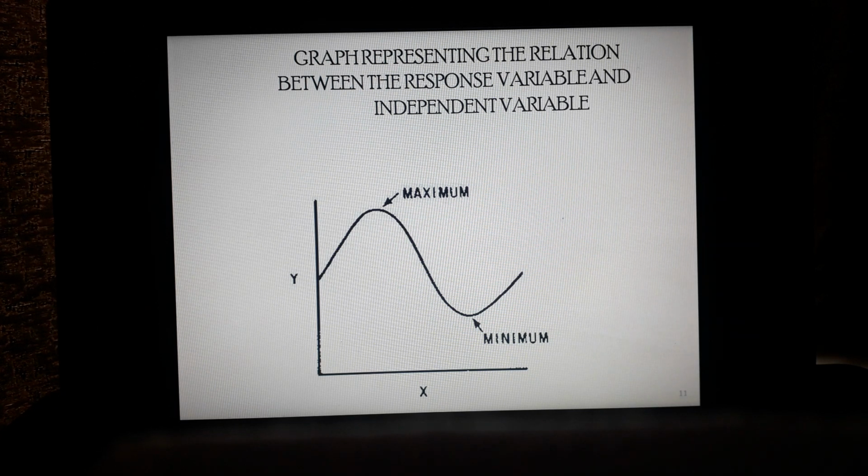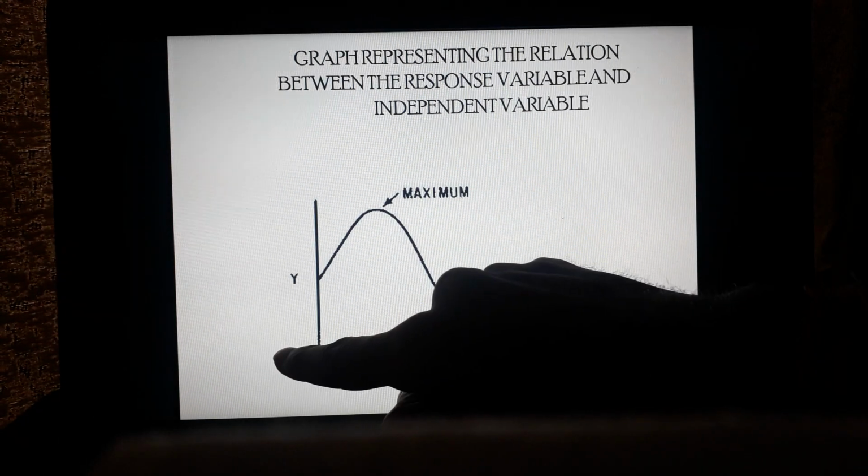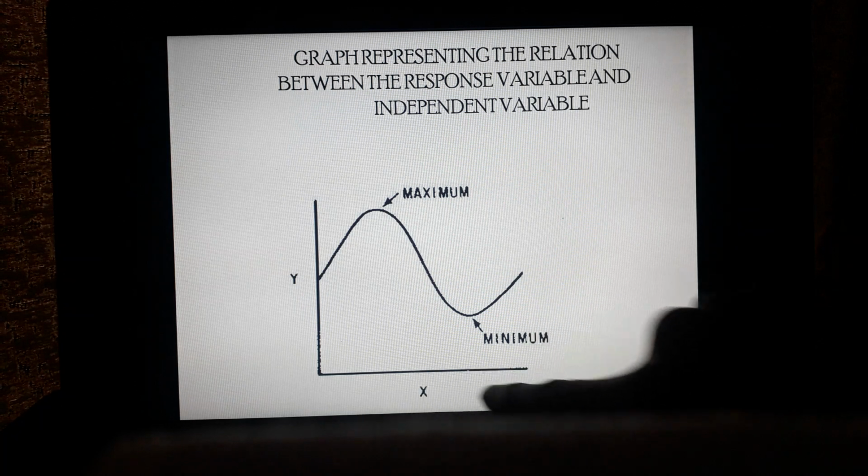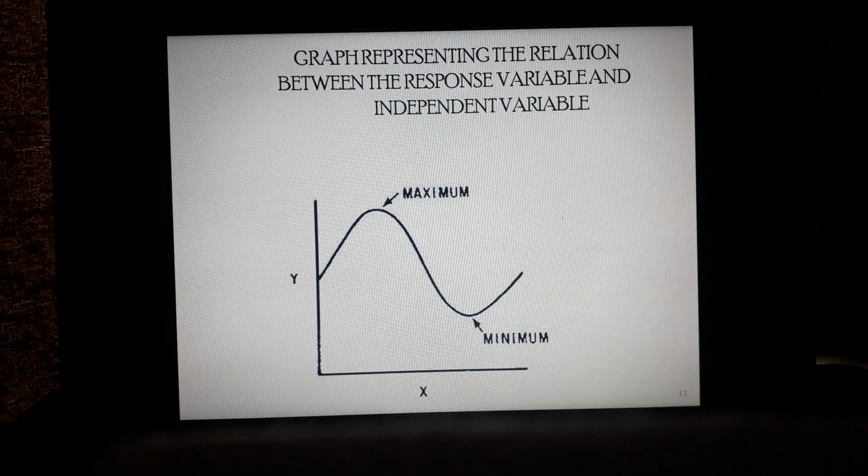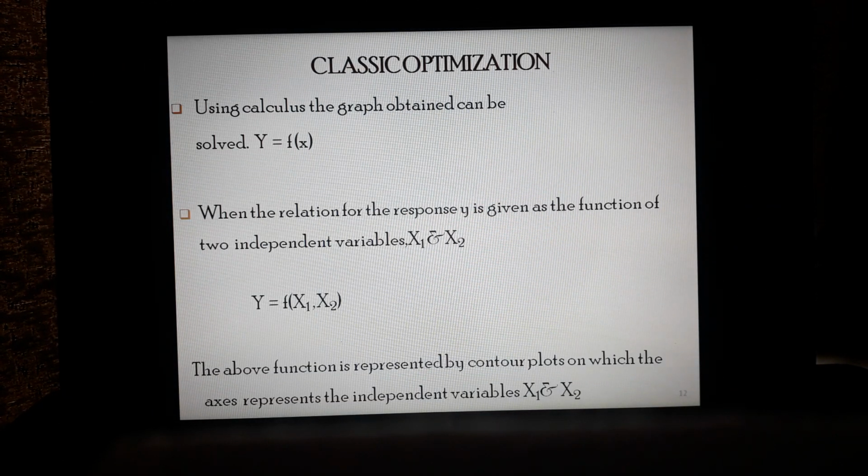So dear students, with the help of calculus, the graphical representations can be avoided, and we can write the equation for y as a function of x. So your equation becomes y is equal to f of x. That is nothing but the calculus graph, which I have said earlier is the output of your independent variables.